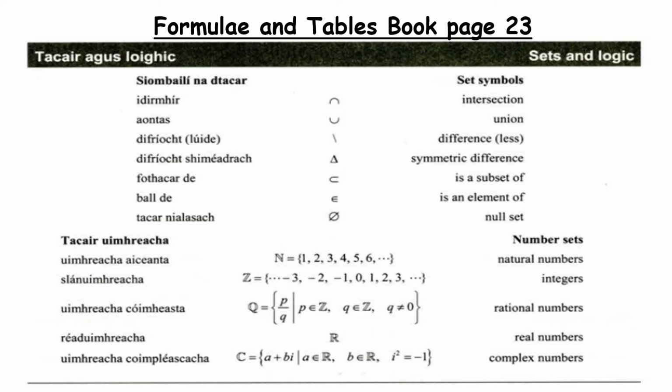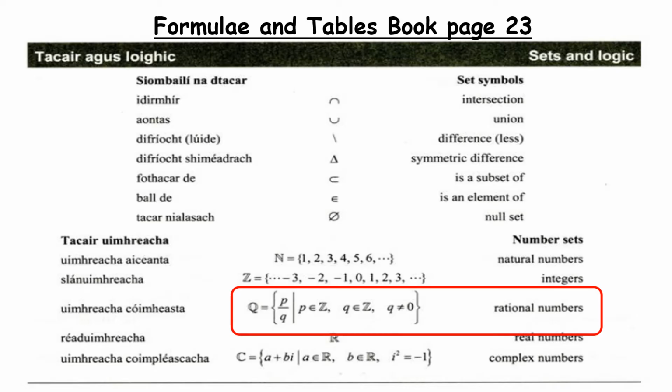We're going to use our formula and tables book on page 23 to help us with the start of this proof. In particular, we're going to use the definition here for rational numbers. So rational numbers are given by the letter Q, and they're where we have P divided by Q, where P and Q are both elements of Z, which means they're integers, and Q does not equal 0.